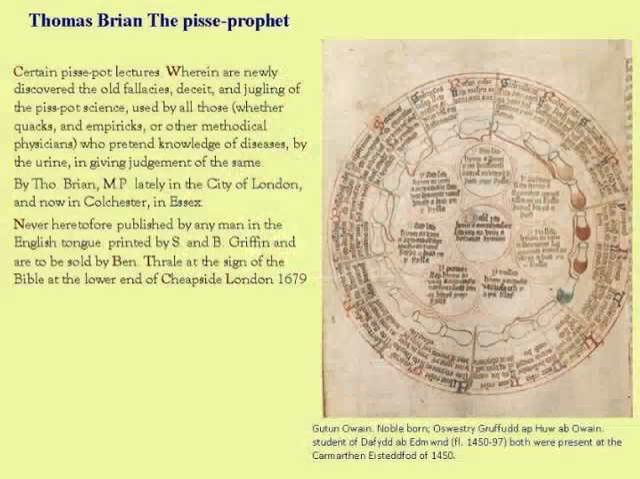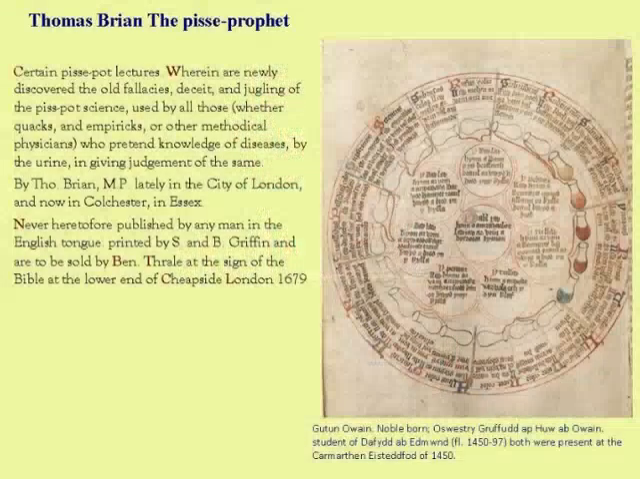However, as always, there is a bunch of unethical physicians and charlatans who claim to predict the patient's prognosis based entirely just on the flask, and they abused this practice. Thomas Brian published The Piss Prophet, and he says, certain pisspot lectures, wherein are newly discovered the old fallacies, deceits, and juggling of the pisspot science used by all those, whether quacks or empirics, and on he goes, and it's going to be sold by Ben Thrale at the Sign of the Bible at the lower end of Cheapside, London, in 1679.